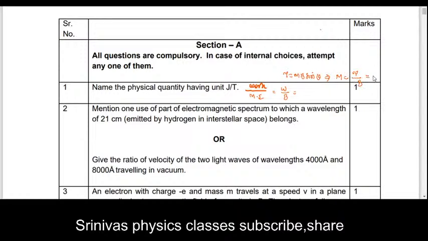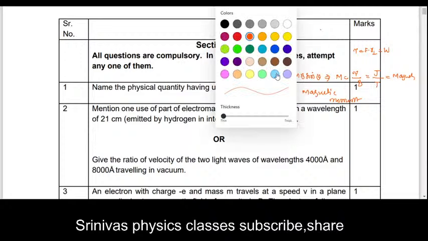Tau is the torque. Torque unit is force into distance, Newton meter, and Newton meter is nothing but joule. Torque is force into perpendicular distance, which is nothing but work. Force into displacement is the work, and we write it as joule. Magnetic induction is Tesla. So the answer is magnetic moment. Is it clear, students? If you have a query, you write in the chat box.